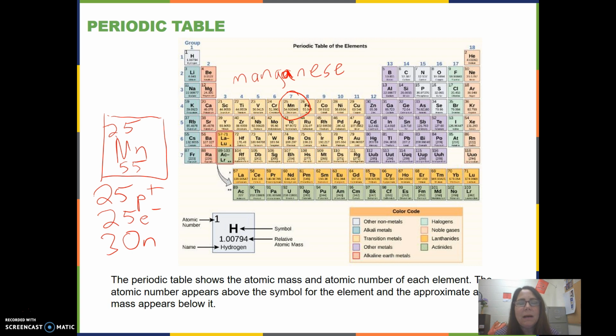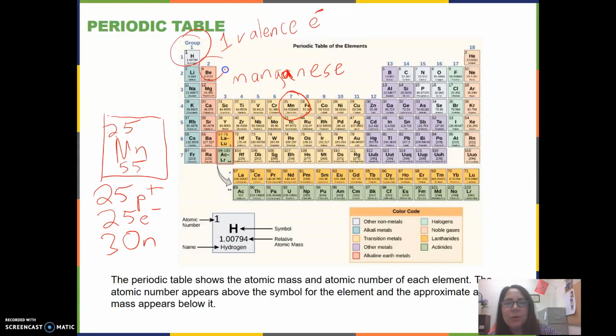Some other things that are available to you by looking at the periodic table: the group number tells you, and we're going to talk more about this, but just so that you understand it, the group number will tell you the number of valence electrons in all the atoms in that group. So group number 1, for example, has 1 valence electron in its outer level. A valence electron is an electron in the outermost energy level outside the nucleus. So in group 1, there's 1 valence electron.